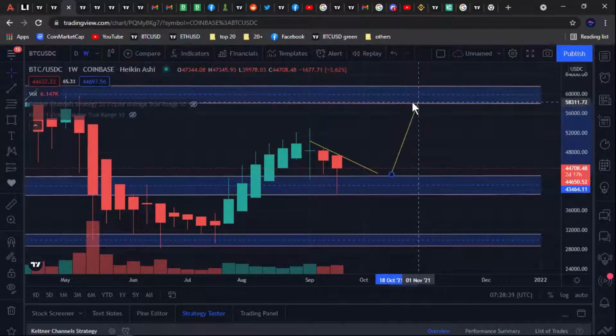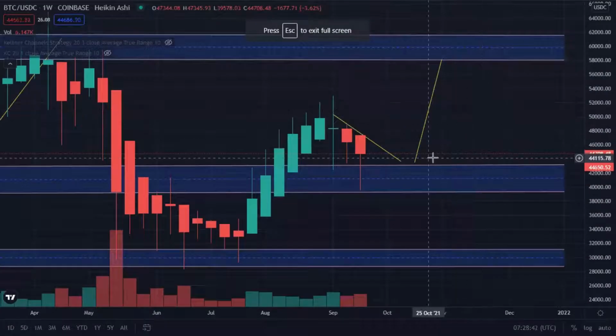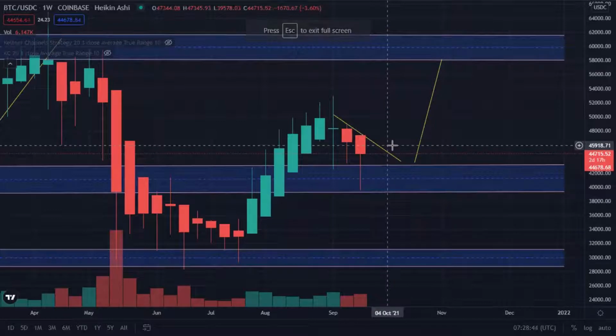Now, that would put us at November, which is a little bit longer than I think it'll take us to get there. But we'll see, it'll depend where we break out.